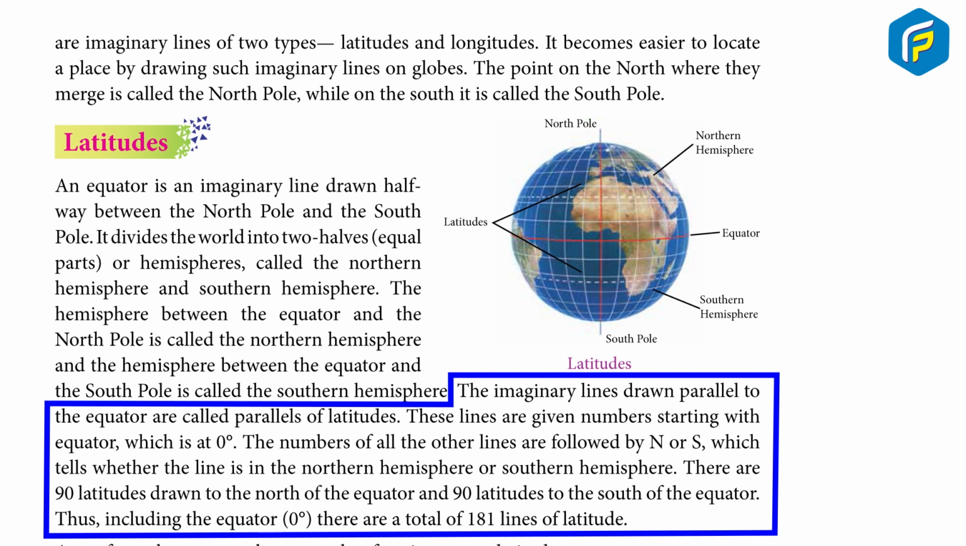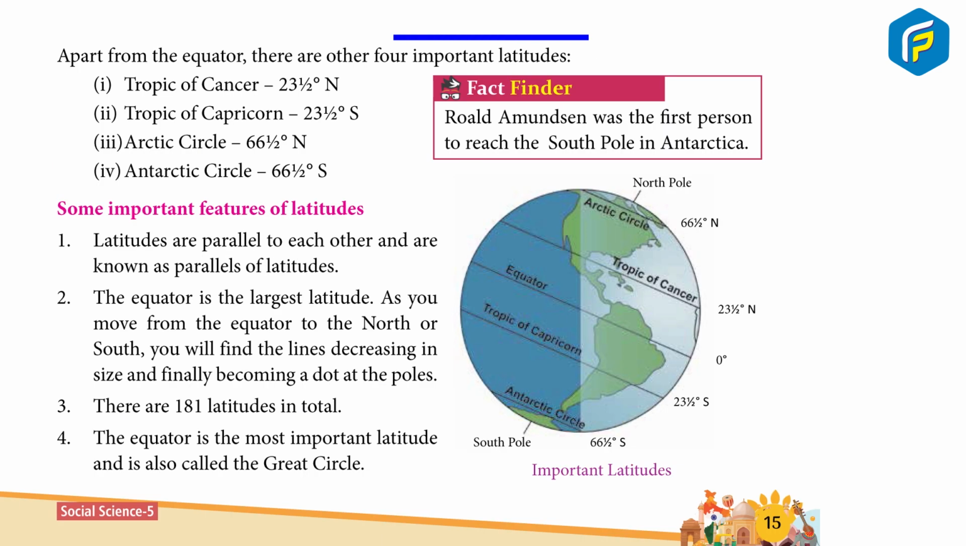These lines are given numbers starting with the equator, which is at 0 degree. The numbers of all the other lines are followed by N or S, which tells whether the line is in the northern hemisphere or southern hemisphere. There are 90 latitudes drawn to the north of the equator and 90 latitudes to the south of the equator. Thus, including the equator at 0 degree, there are a total of 181 lines of latitude.